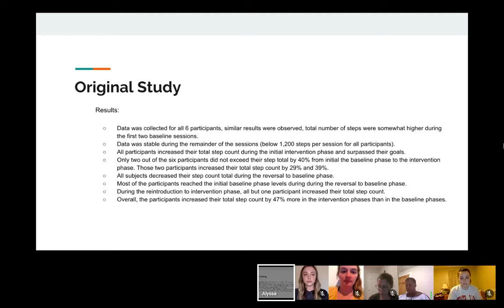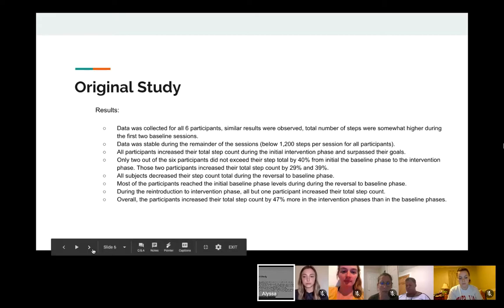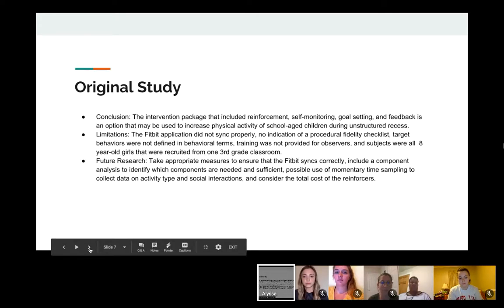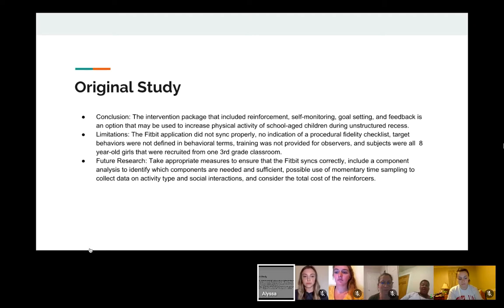Overall, the participants' total steps improved by 40% during the intervention phase compared to the baseline phase. Keep going to the next one. In conclusion, during the intervention, there was reinforcement, self-monitoring, goal setting, and feedback. There were some limits, which I found myself, with the Fitbit application because it doesn't sync properly, which we know from electronics.